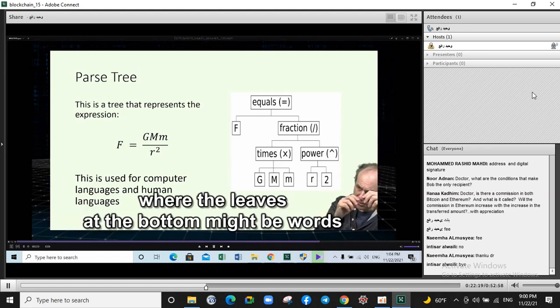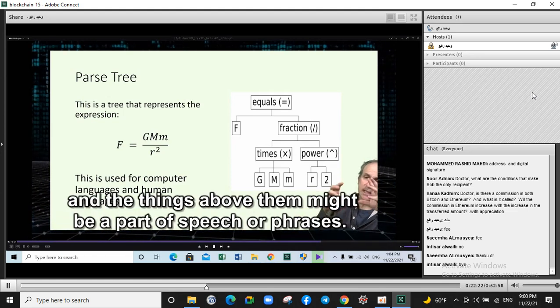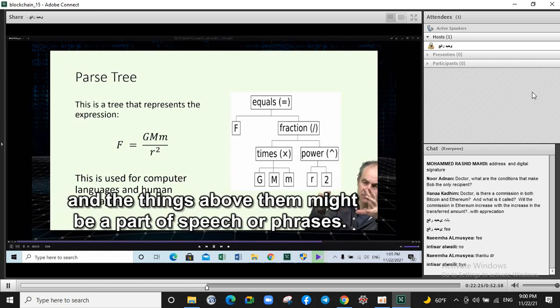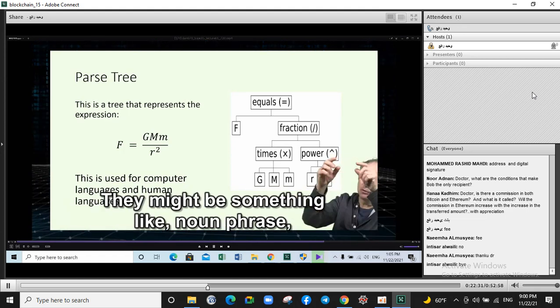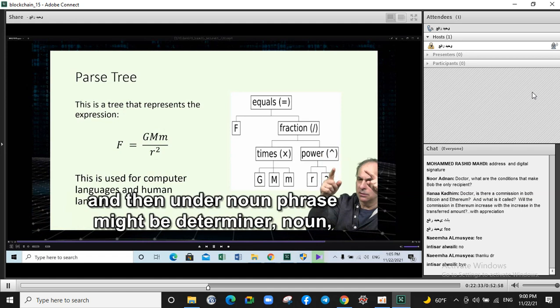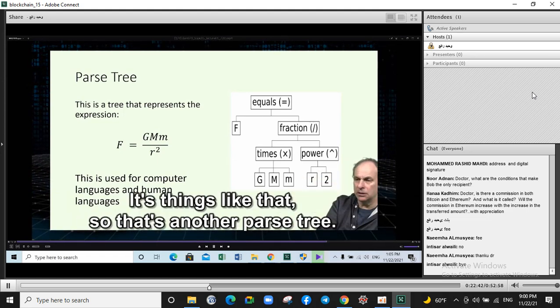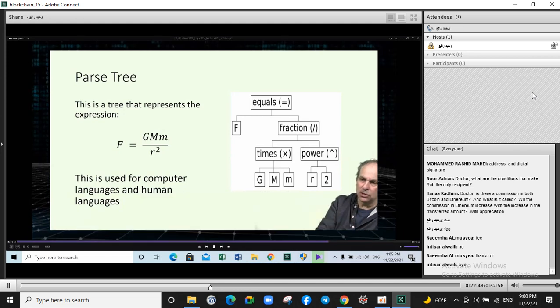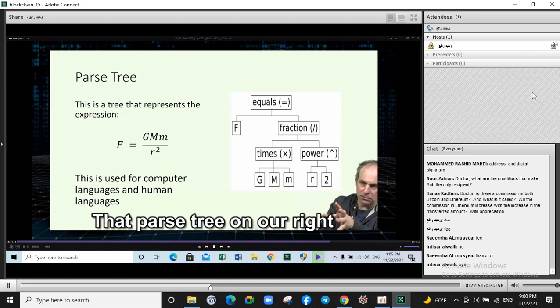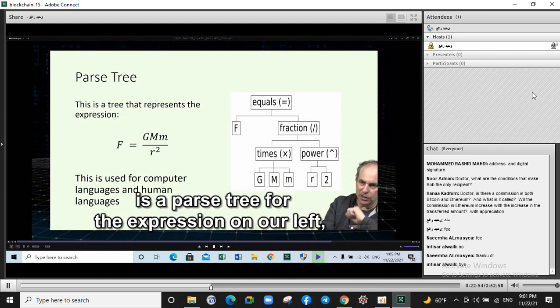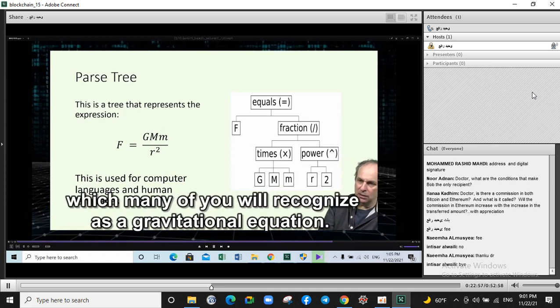Okay. The same sort of thing happens when you're talking about natural language, where the leaves at the bottom might be words, and the things above them might be parts of speech or phrases. So there might be something like noun phrase, and then under noun phrase might be determiner noun, or determiner adjective noun. So things like that. So that's another parse tree. That parse tree on our right is a parse tree for the expression on our left, which many of you will recognize as a gravitational equation.